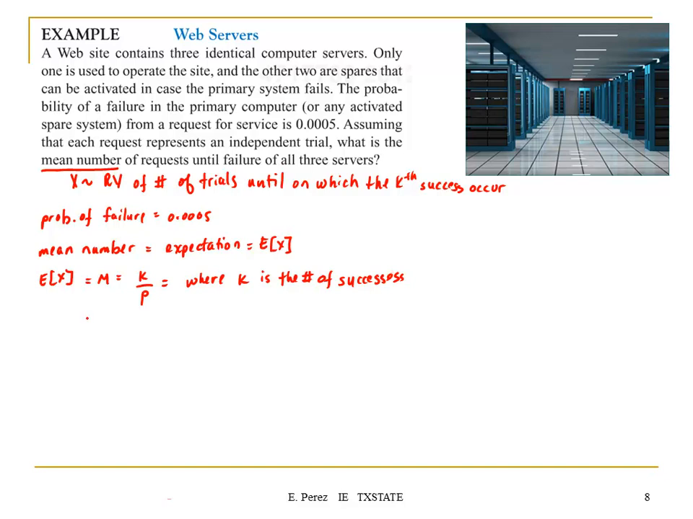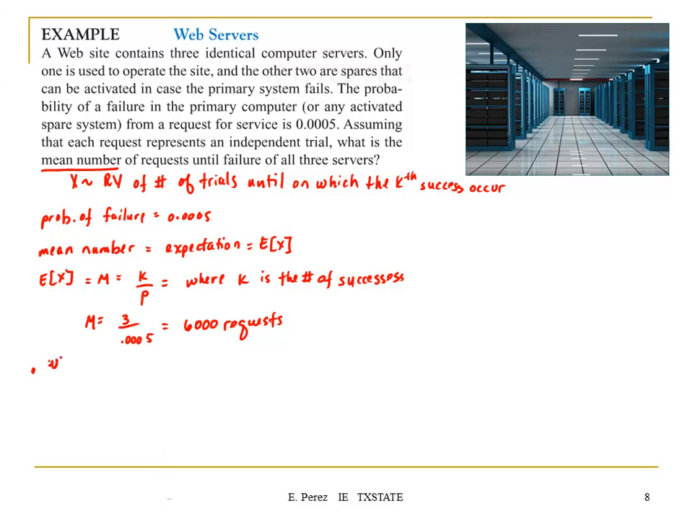Okay, so for this case, mu will be equal to 3 divided by 0.0005, and this is 6,000 requests. So, for this problem, the average number of requests until a failure of all 3 servers is going to be around 6,000 requests. Okay, so you need to go through all those requests until you can see that event of seeing all the servers failing.